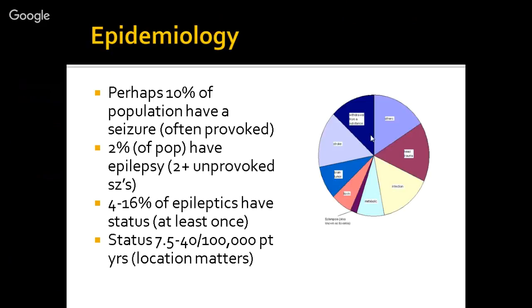The numbers per patient years vary widely. 40 is a peak that the group in Virginia hit about 25 years ago or so. And 7.5 is probably a little bit on the low side. I would put it more around 20%.